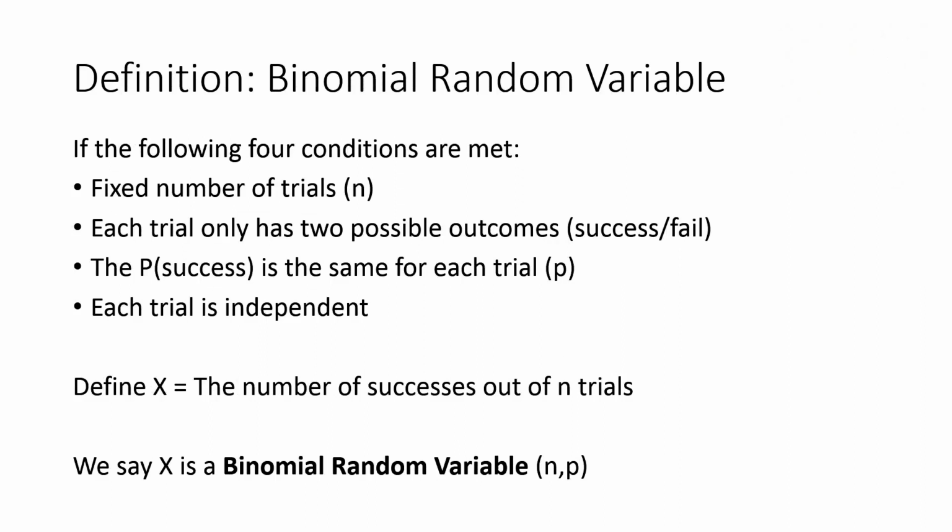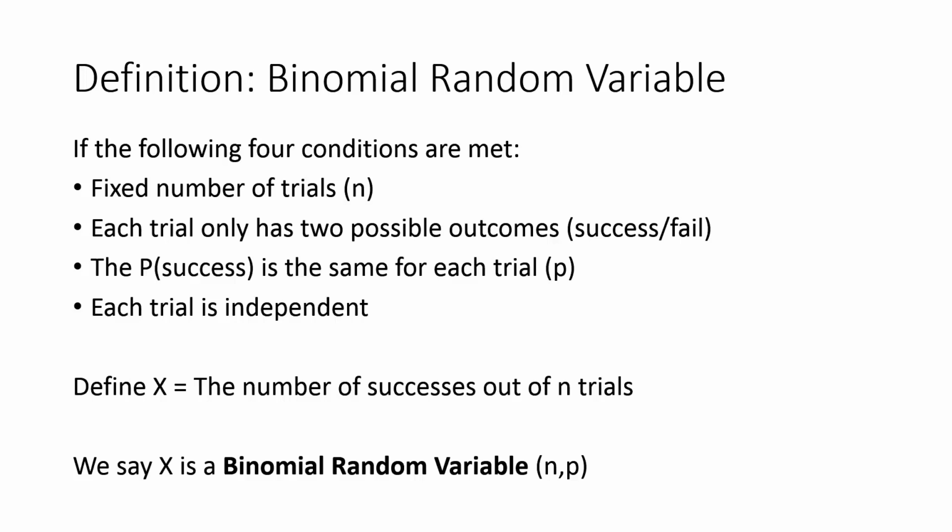So like in our example, we were only playing 5 times. Each trial has to have only 2 possible outcomes. Typically, we think of those as success/fail or win/lose. And then the probability of success has to be the same on each trial. So that's like when we're playing roulette. The probability of winning doesn't change. And then trials have to be independent. That means the outcome of one can't affect the probability of another.